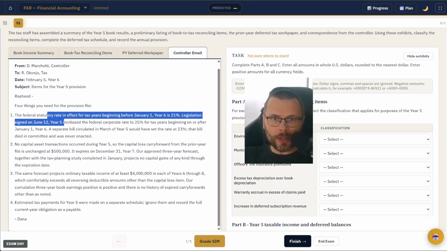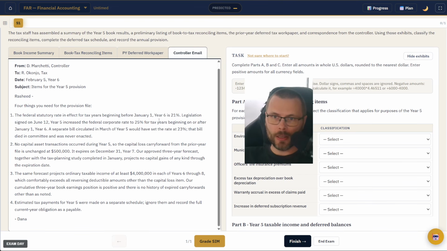The federal statutory rate in effect for tax years beginning January 1, year 6 is 21%. Legislation signed June 12, year 5 increased the federal corporate tax rate to 25%. So we're doing year 5, and this was enacted during year 5. I think that was rule 3: it depends when it was enacted. So you use this for your year 5 calculations. Looks like earlier in the year there was a bill for 23%, but that died in the committee. Okay, distractor information, delete it. Doesn't matter. 25% is what you want.